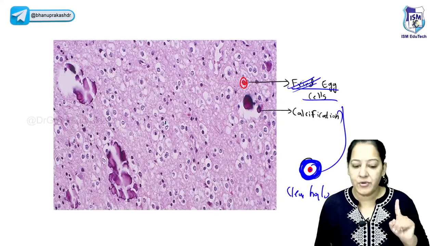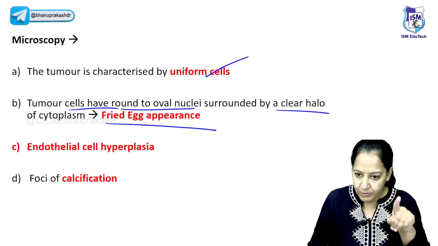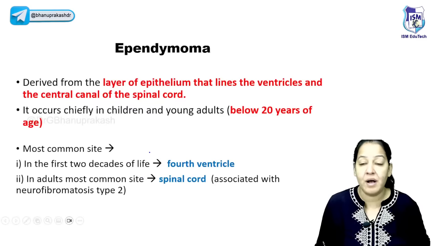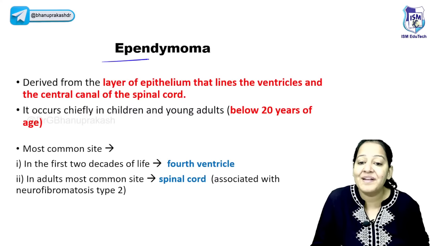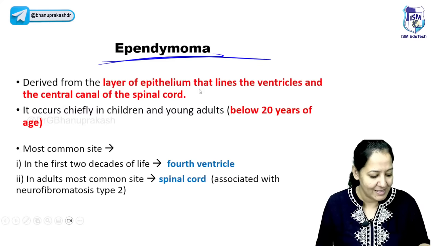So that is oligodendroglioma. What have we learned in oligodendroglioma, what are the important points? The cells are uniform, fried egg appearance and calcification. That is oligodendroglioma. The last one is ependymoma. What is the last one here? Can you please tell me what is the last one, please?